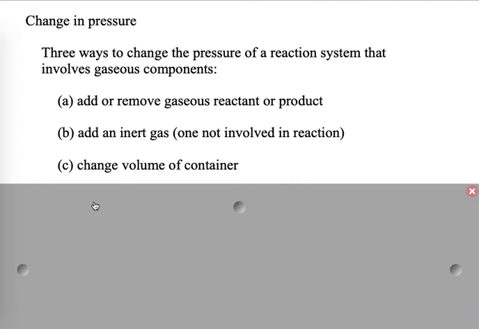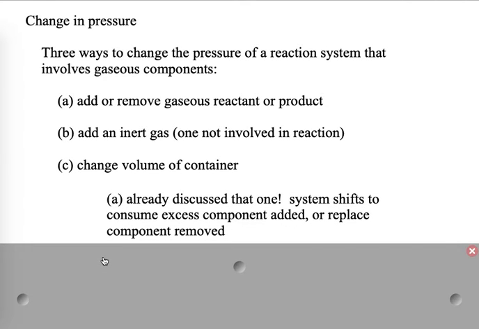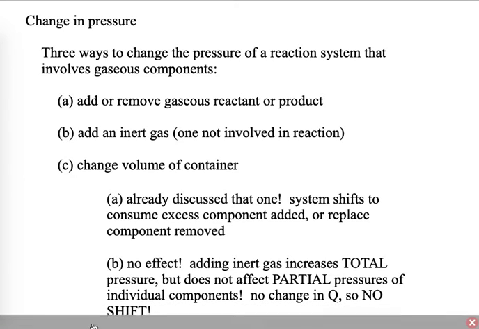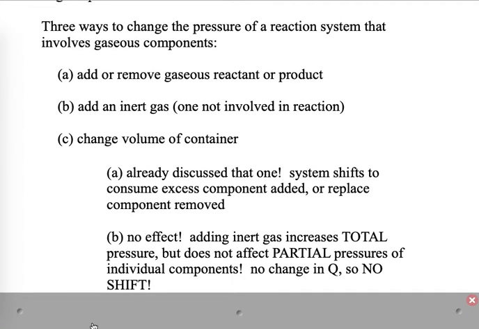Let's consider adding or removing a gaseous reactant or product. Well, we just talked about that. The system shifts in whichever direction it needs to either consume the excess stuff you added or to replace the stuff you took away. What about B? Adding an inert gas, that is one that doesn't appear in equilibrium. That would have no effect. Adding an inert gas would increase the total pressure of the system, but it would not affect the partial pressure of each individual component. No change in Q, so no shift.